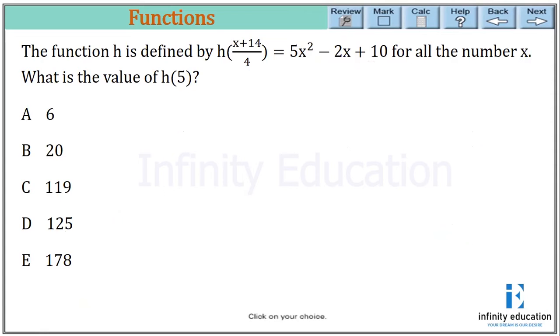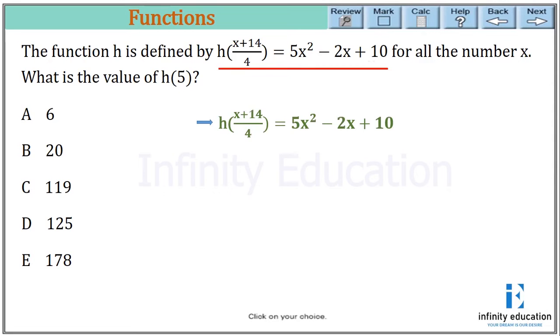The function h is defined by h of (x plus 14)/4 equals 5x squared minus 2x plus 10 for all numbers x. What is the value of h of 5? So I'm looking for h of 5.